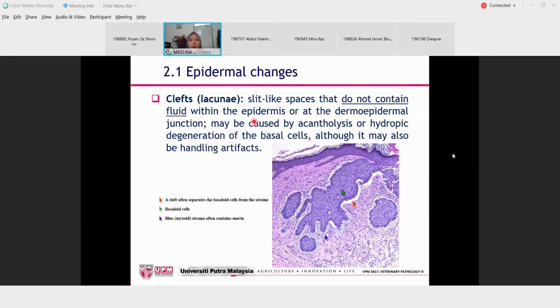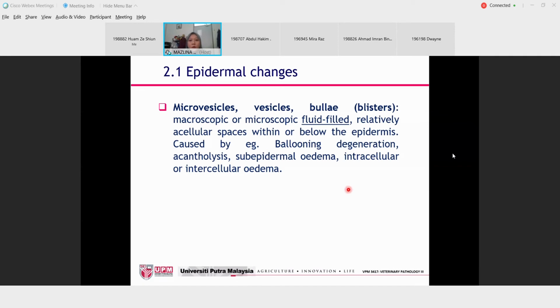Alright. Next we have microvesicle, vesicle or bullae. So microvesicle means it is microscopic. You cannot visualize it with your naked eye. You need to view it under the microscope. Vesicle you can appreciate grossly, and bullae are actually bigger in size. Okay, so I'm sure all of you have experienced this type of lesion. For example, if you wear new shoes that are too tight, then you tend to get these blisters on your feet, right?